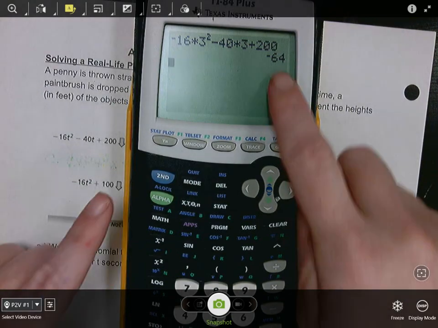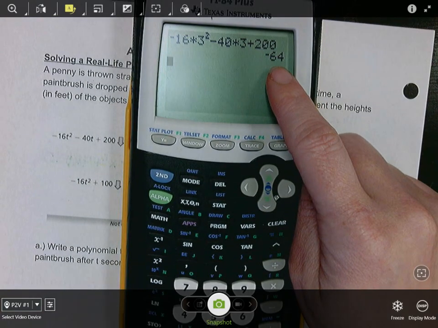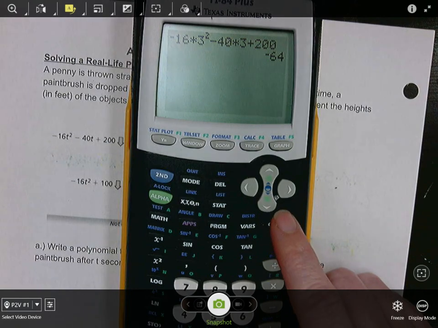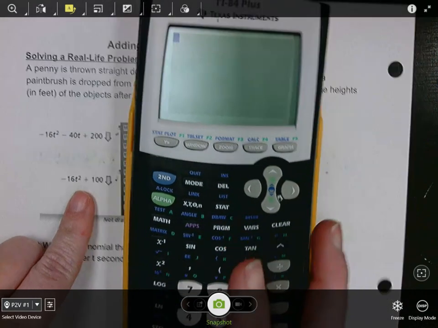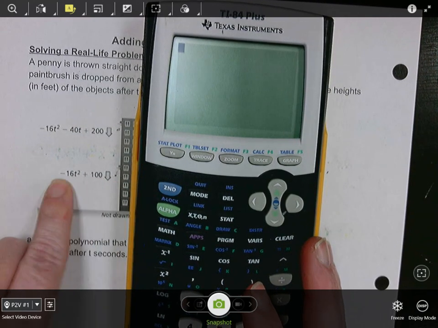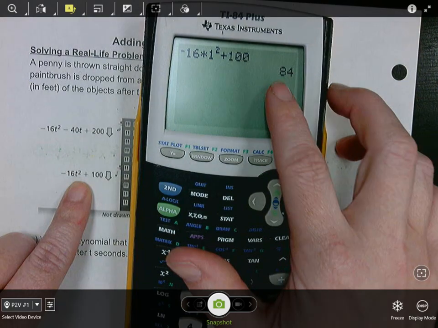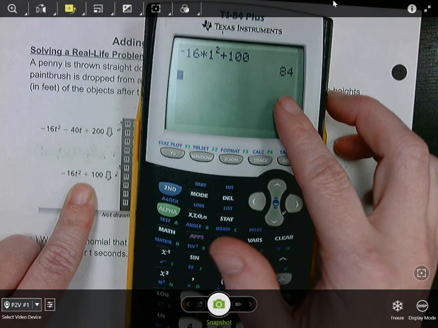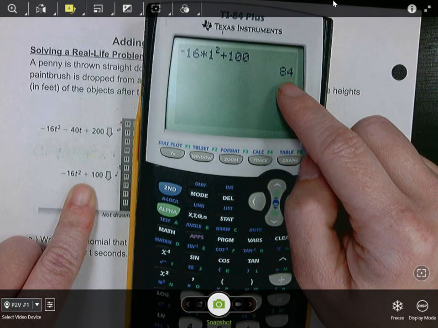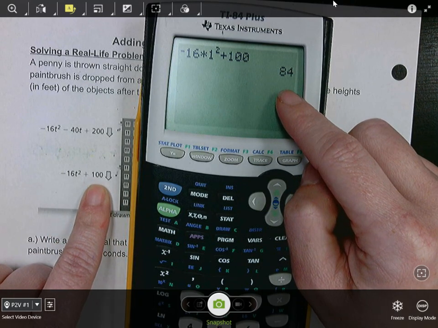All right, so what this means is it hit the ground and went 64 feet below the ground, which is not really going to happen. So let's do the paintbrush 1 second after you drop it. Here's the paintbrush's equation. You do negative 16 times 1 squared plus 100. 84 feet. So after 1 second, this paintbrush is at 84 feet. It started at 100 feet, and after 1 second, it dropped to 84 feet.